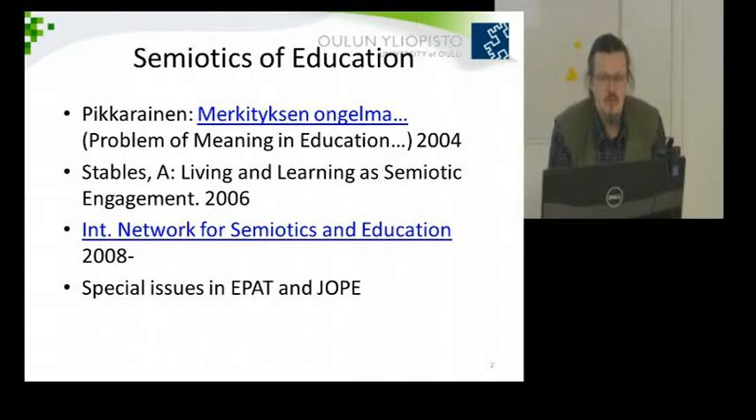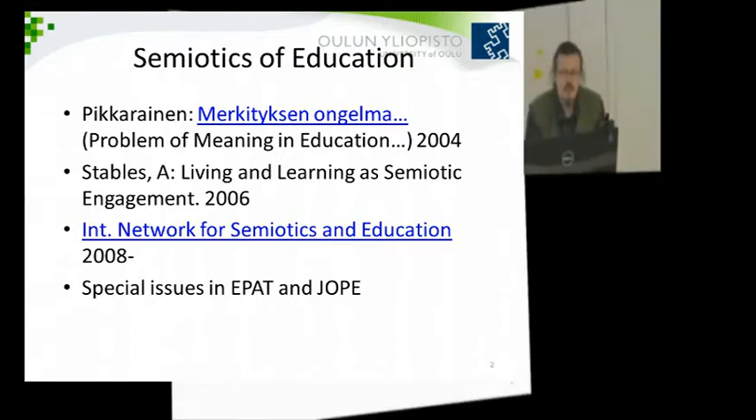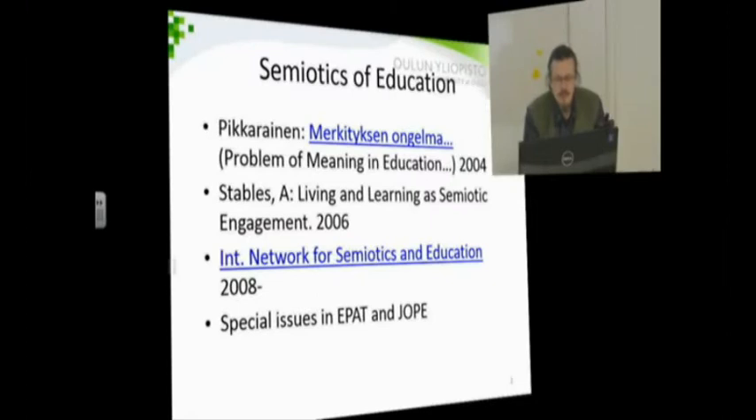Quite soon after that book, Professor Stables called a series of seminars about semiotics of education. From this basis was founded an international network for semiotics of education, which has a web page held in the server of the Faculty of Education of our university. It has been working from 2008 and is still working. The works of this network have been published in special issues in Educational Philosophy and Theory journal and the Journal of Philosophy of Education.